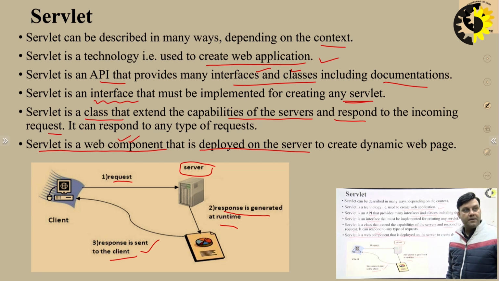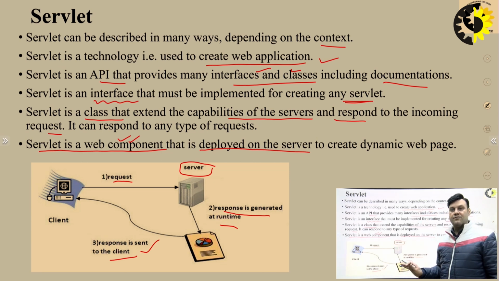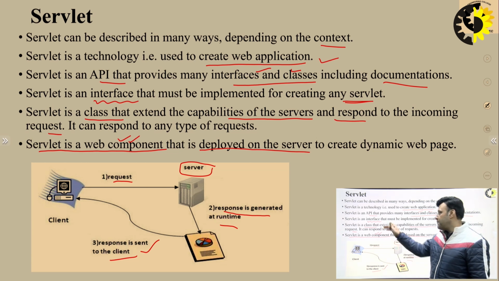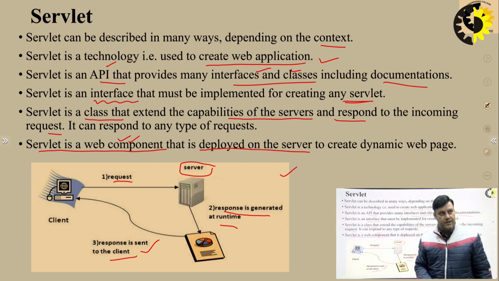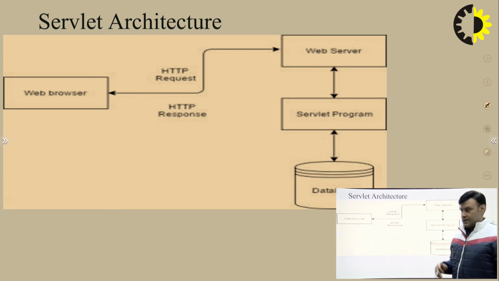So this is a simple diagrammatical view. With this diagram, you can explain the role of servlet. Okay, why we call it server side, why we call it technology, what is the role of interfaces, what is the role of classes, why we call it API. So all these things can be explained with the help of this single diagram. Okay, right. Now this is all about introduction, and now the architecture.